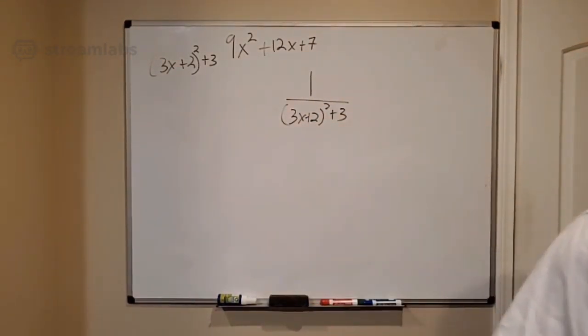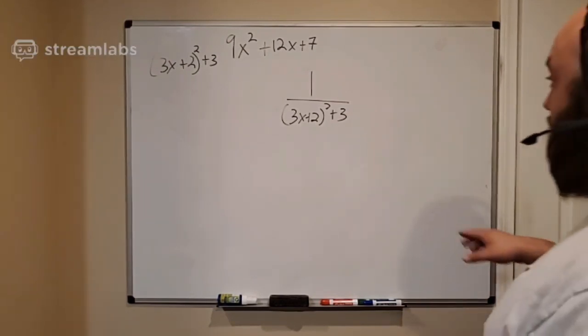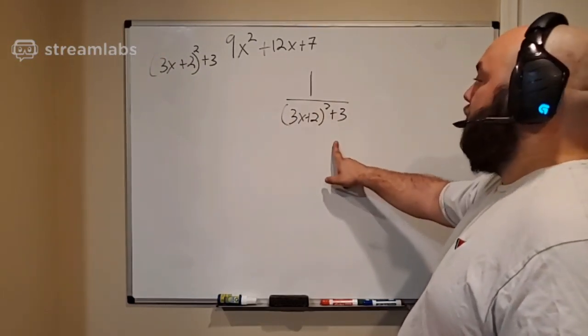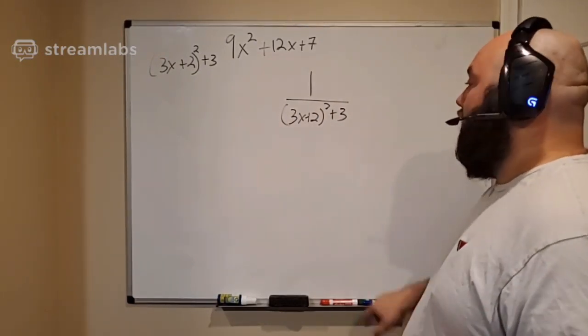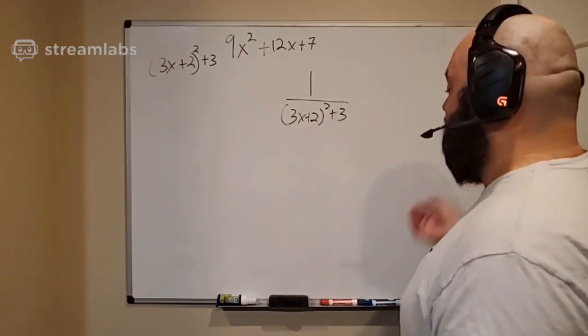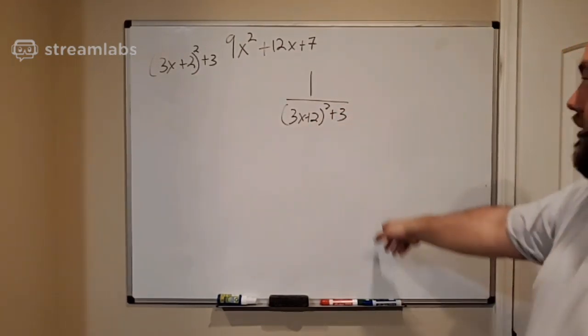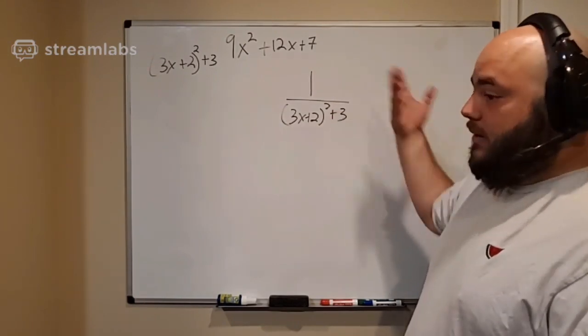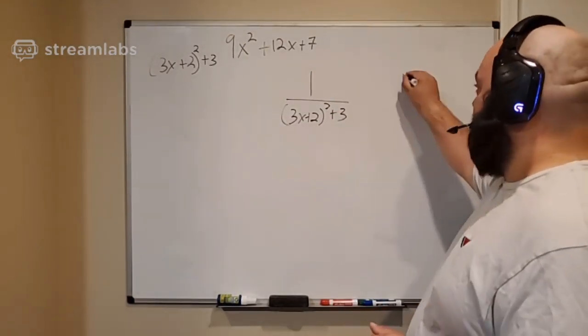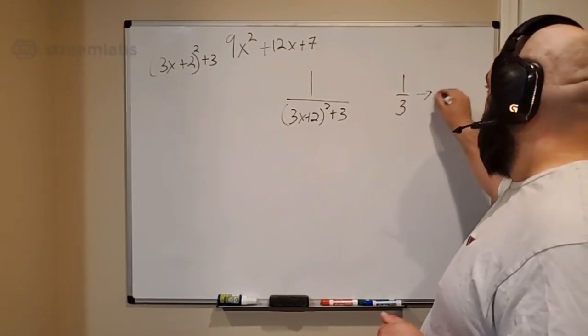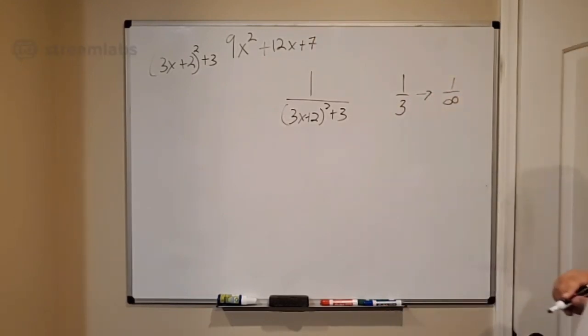However, we are then adding 3. So the smallest the bottom could be is 3. It can't get any smaller than 3. So it obviously can't ever be 0. However, it obviously can be bigger than 3. So the smallest value this is will be 3. The biggest value will be infinity. So we have a fraction that is somewhere in between 1 over 3 and 1 over infinity. Compare those values, 1 over 3 versus 1 over infinity. Which one's bigger?